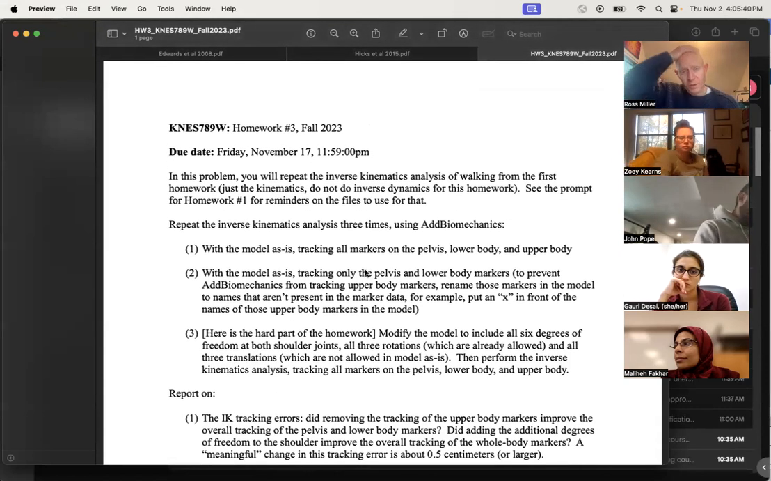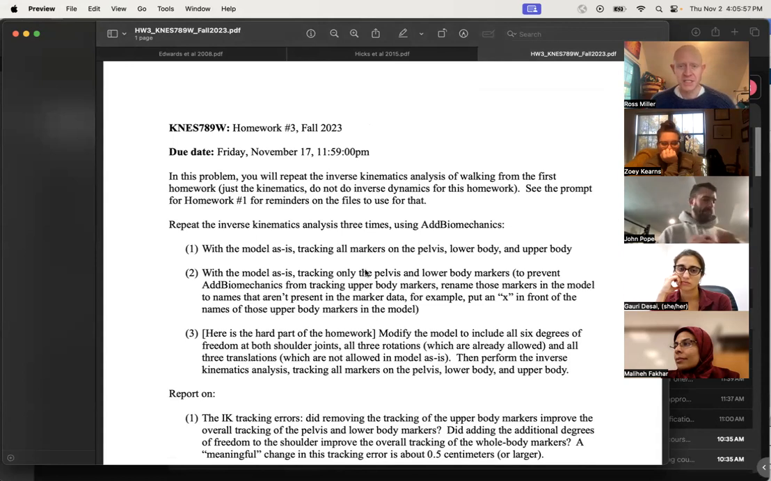So this one will build on what we covered most recently on making changes to the model. This one asks you to basically repeat what you did in homework 1, but just the kinematics. So you don't have to do the inverse dynamics. You're just doing the kinematic analysis in AddBiomechanics, and do this 3 times. Just repeat it by default with tracking all the markers in the model in the walking motion. That's the first part.